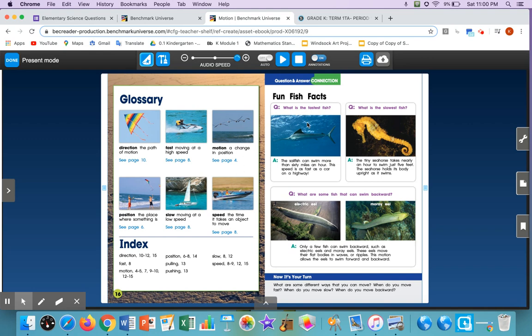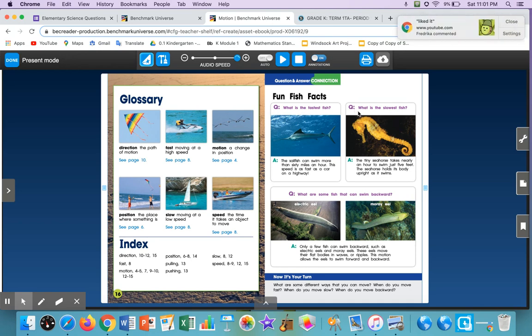On this page, it says fun fish facts. I'm going to read them. The Q must be for question. What is the fastest fish? I wonder, what is the fastest fish? Well, it says the sailfish can swim more than 60 miles an hour. This speed is as fast as a car on a highway. That is pretty fast. 60 miles per hour is pretty fast. That's how fast I drive when I'm on the highway.